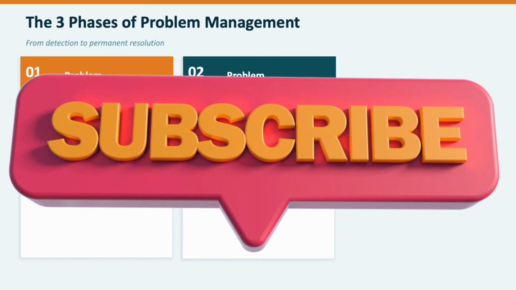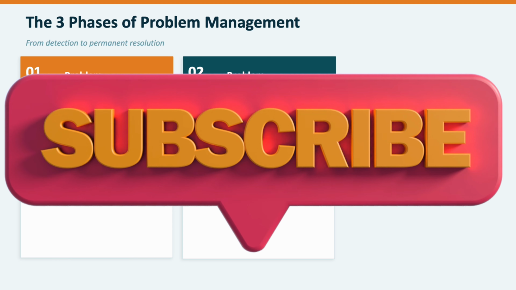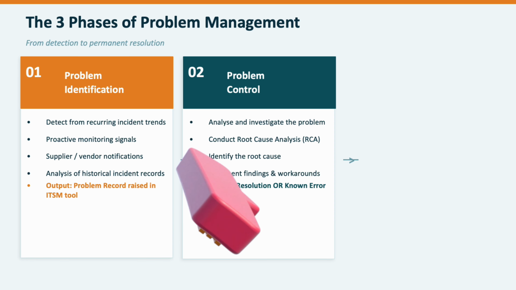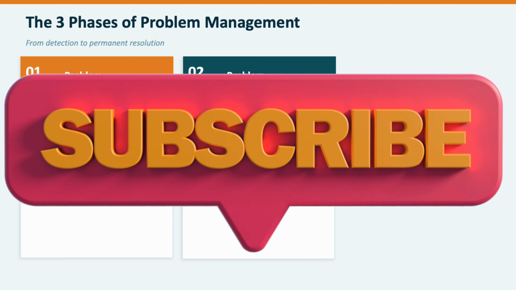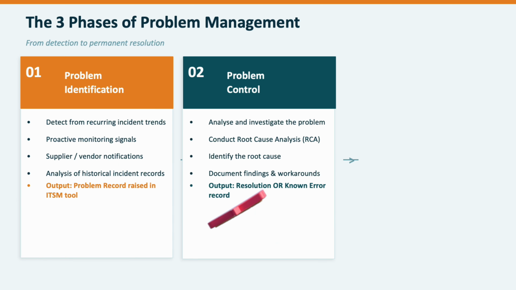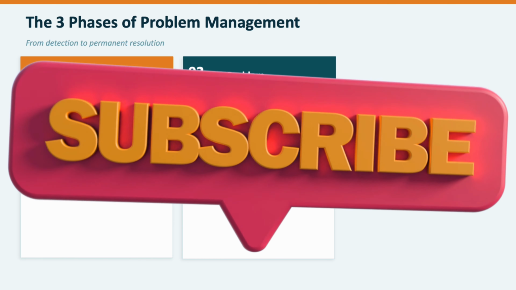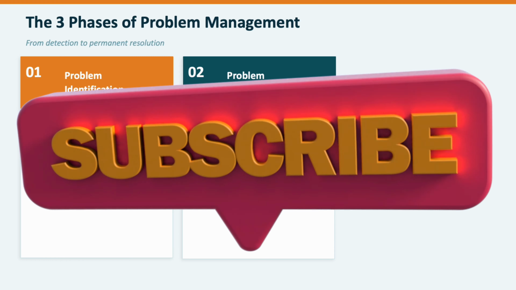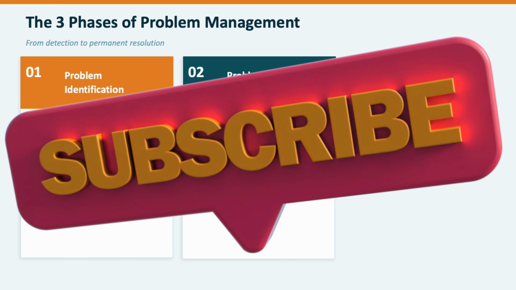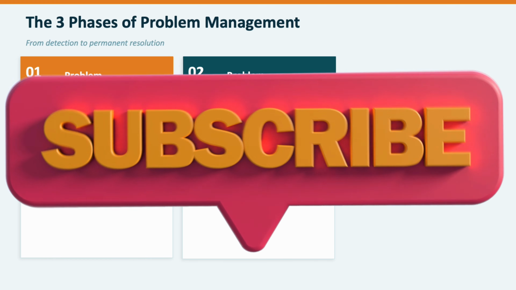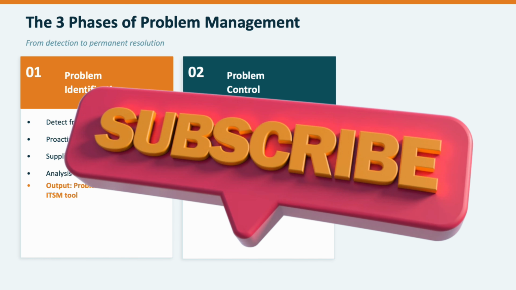Then comes the second phase, problem control. How are you going to control the problem? Analyze and investigate the problem. Conduct a root cause analysis, identify the root cause, document findings and workarounds, and create resolution or known error records. So this is a way of controlling the kind of problem which is coming in.